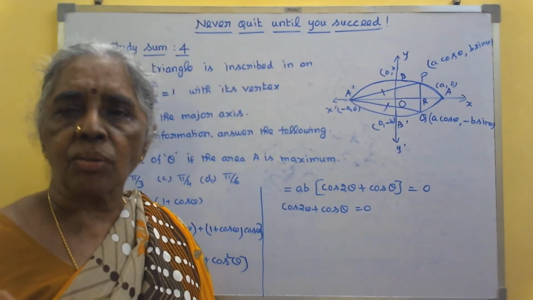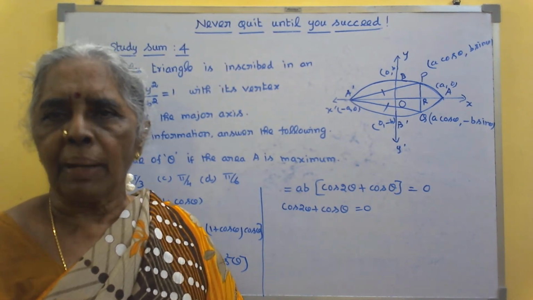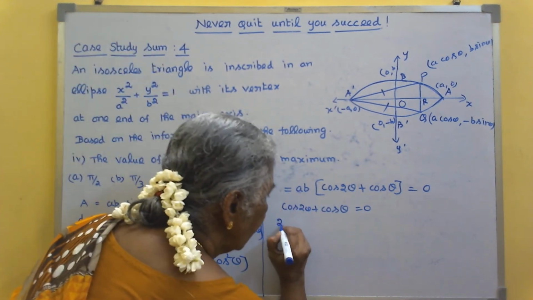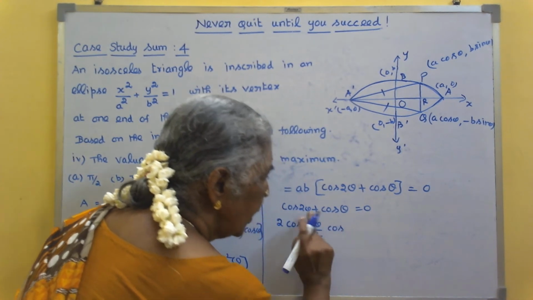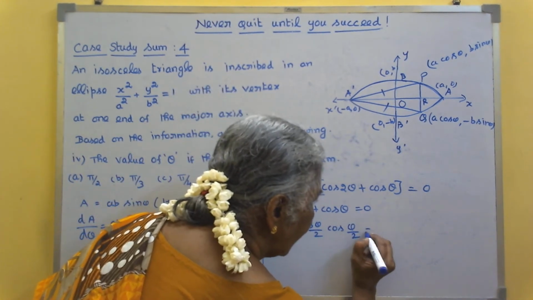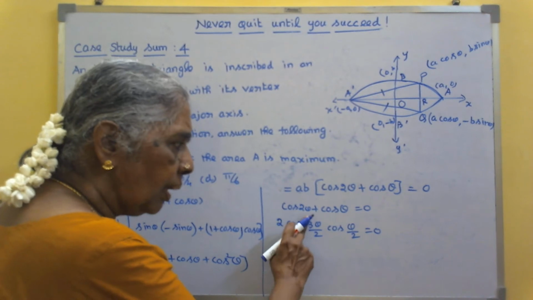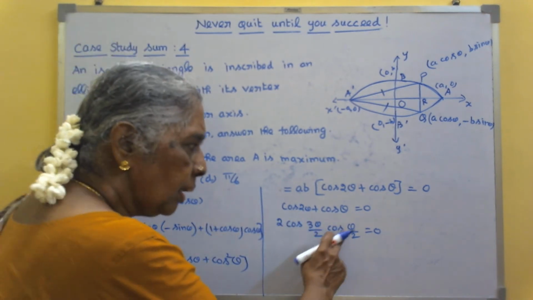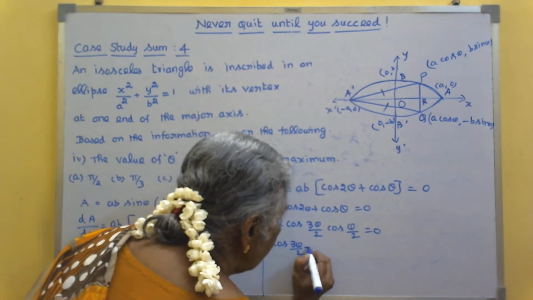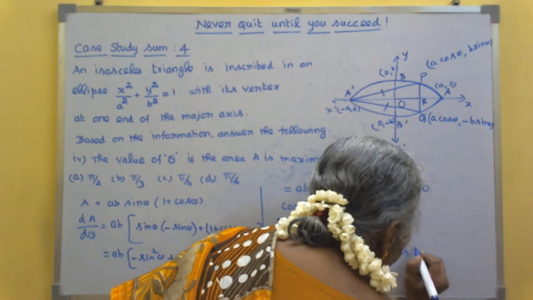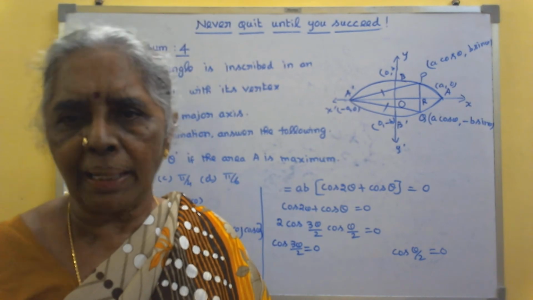How does it look like? Cos A plus cos B. You have your formula 2 cos A plus B by 2 cos A minus B by 2. Use it. So, you will get here 2 cos 3 theta by 2 cos theta by 2, that is equal to 0. So, that gives you two possibilities. Either cos 3 theta by 2 is 0 or cos theta by 2 is equal to 0. Cos 90 degrees, that is cos pi by 2 is 0, you know.